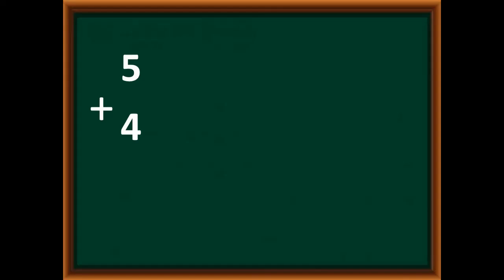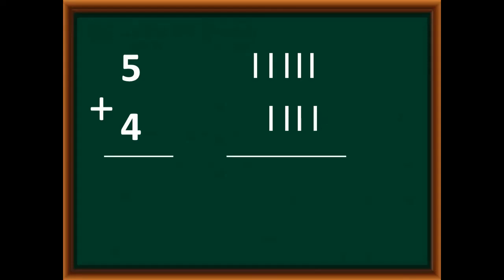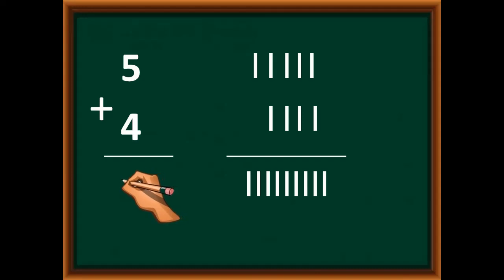For number 5, we will draw 5 lines. 1, 2, 3, 4 and 5. And for number 4, we will draw 4 lines. 1, 2, 3 and 4. So let's count together. 1, 2, 3, 4, 5, 6, 7, 8 and 9. So the answer is 9.